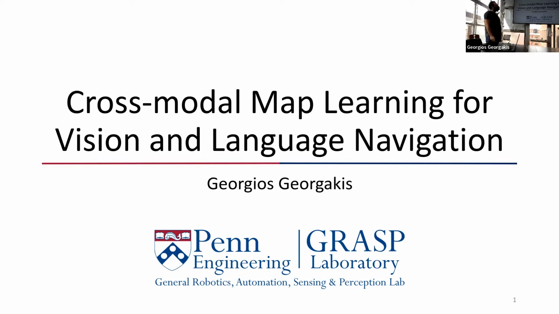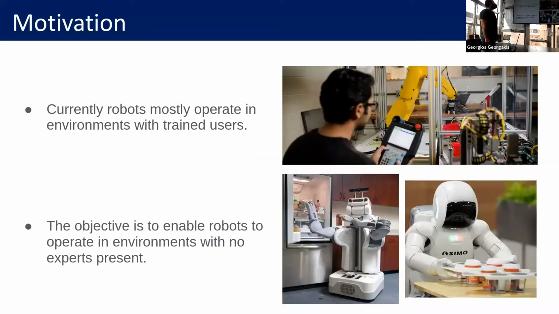I'm Georgios, and I'm going to talk about our cross-modal map learning for vision and language navigation. This is part of our work in navigation which focuses on incorporating instructions in navigation tasks. There is a clear high-level objective when it comes to incorporating language: most robots nowadays require some expertise to operate, and you need some trained user to interact with the robot. This is a major hurdle when it comes to having robots in every house, right? The communication aspect and the interaction.